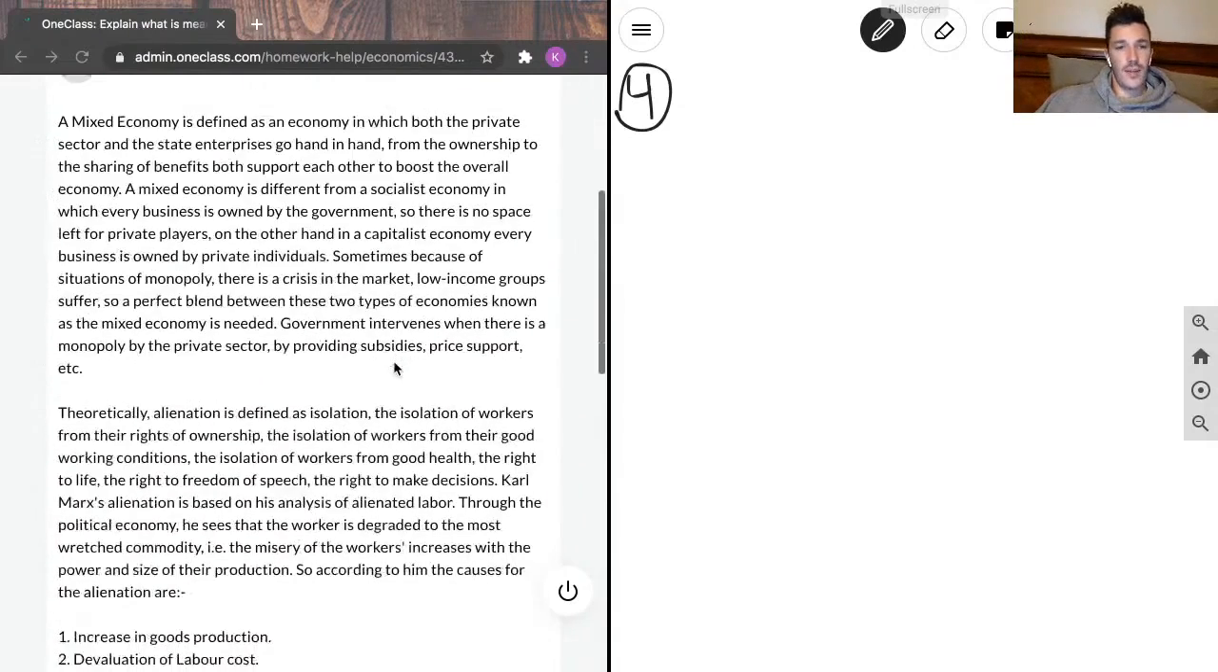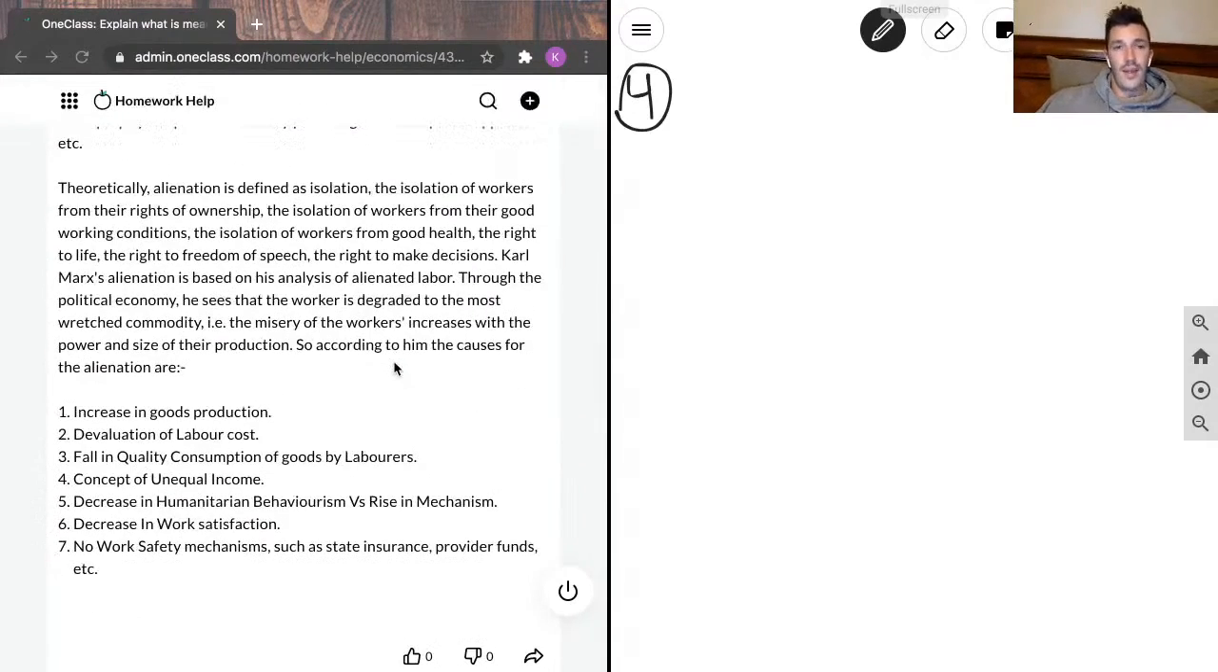Also to add to that, so what is alienation? Theoretically, alienation is defined as isolation, the isolation of workers from their rights of ownership, the isolation of workers from their good working conditions, the isolation of workers from good health, the right to life, the right to freedom of speech, and the right to make decisions. Karl Marx's alienation is based on his analysis of alienated labor.